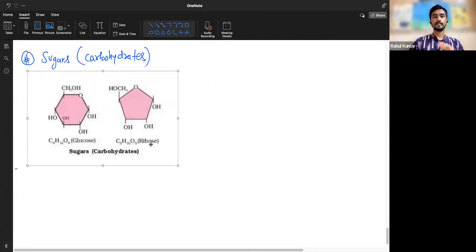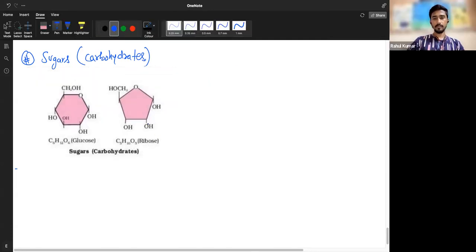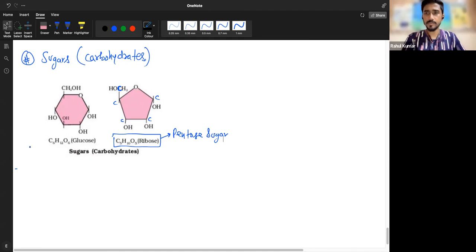So sugars, I just told you about ribose, right? 1 carbon, 2, 3, 4, and this one is the 5th one. So ribose is C5H10O5. Can you see the formula here? And because there are 5 carbons, it is called a pentose sugar. Another kind of sugar is glucose, the most common energy source in our body.